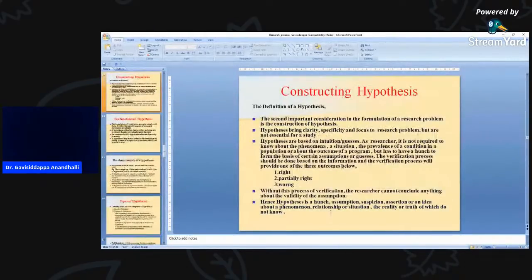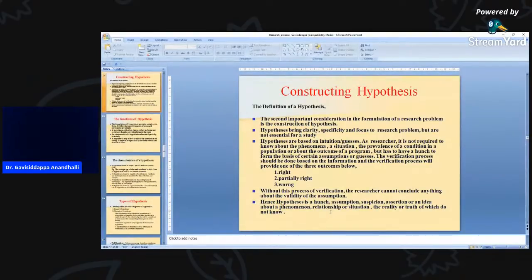So next, very important is constructing of hypothesis. Very important step in research. The success of your research is basically based on the hypothesis formulation. So you should know the meaning of hypothesis. Hypothesis is nothing but a tentative statement. It may be correct, it may be false. Its validity remains to be tested.